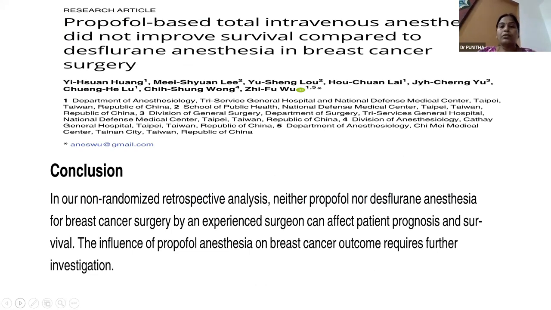The propofol-based total intravenous anesthesia did not improve survival compared to the desflurane anesthesia in breast cancer surgery. And this was also a recent study where we have found that TIVA also doesn't improve the survival. So we need a lot more studies to say whether anesthesia has any influence over cancer recurrence in these patients. Next slide.